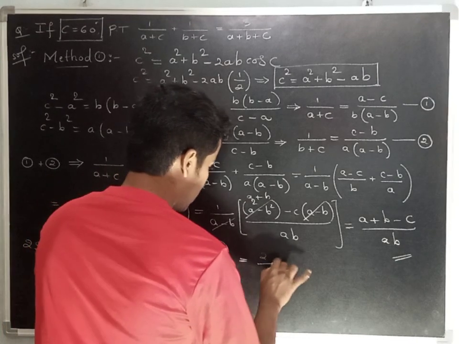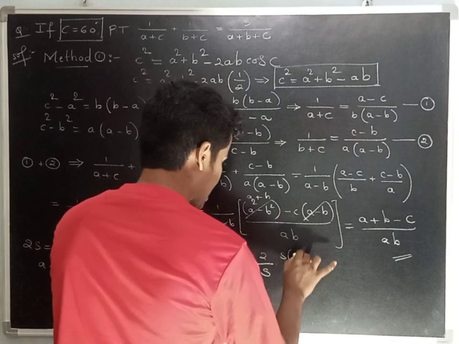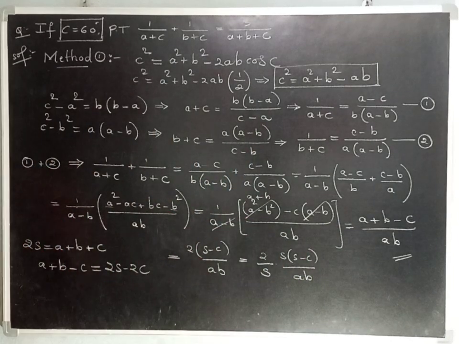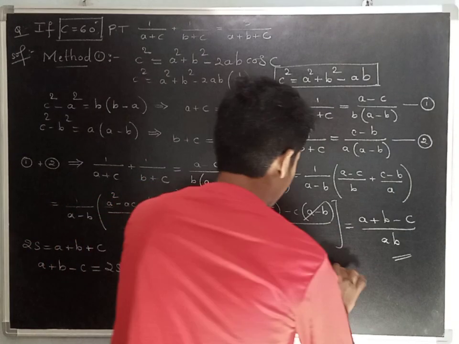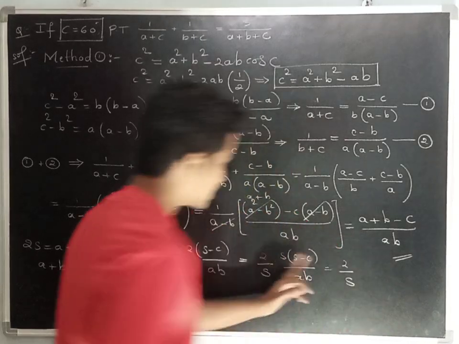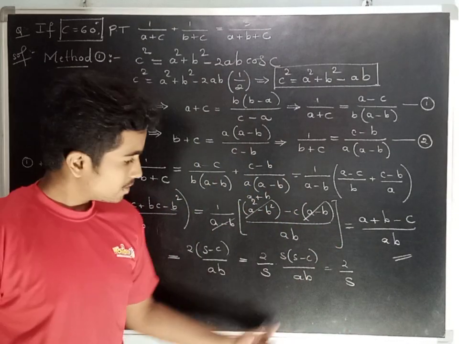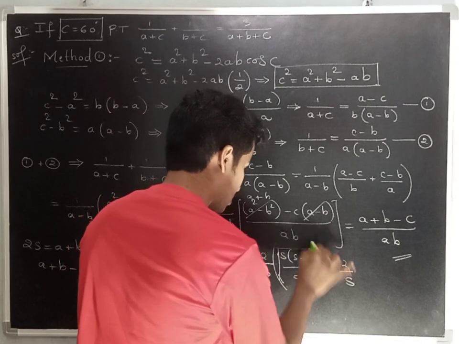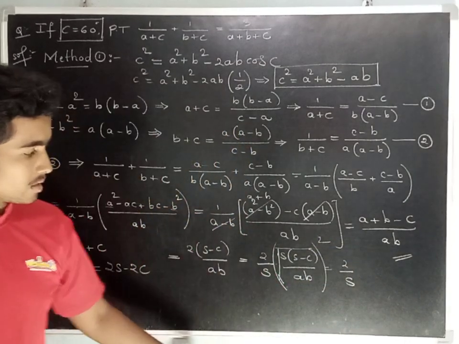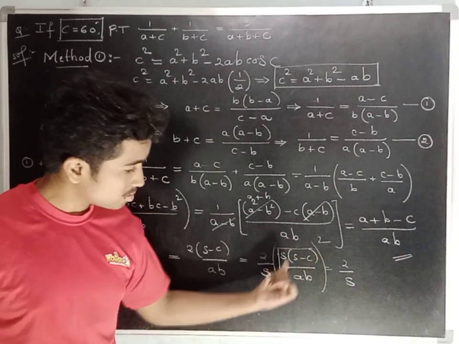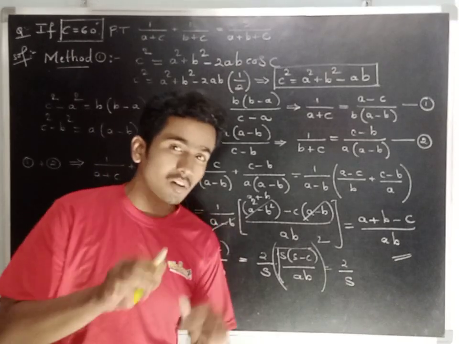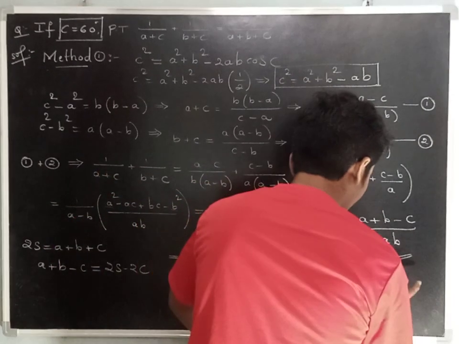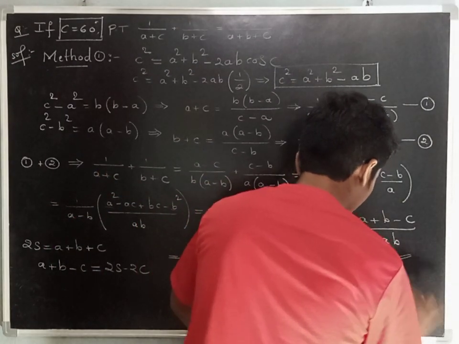And further, let me write it as 2 by s into s of s minus C by AB. Let me write here root and make it whole square. I hope you understand what this form gives us. Root of s into s minus C by AB is nothing but cos C by 2. Cos C by 2 whole square. So 2 by s into cos square C by 2.